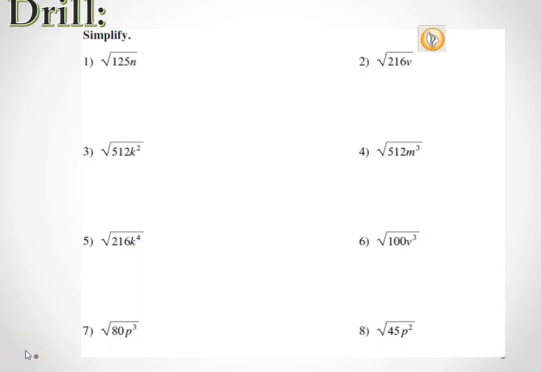Well, hey, welcome back to another day on It's Learning. So what I'm going to ask you to do is the drill, which is asking you to simplify these radical expressions. Remember, there's a couple of different ways you can do it.